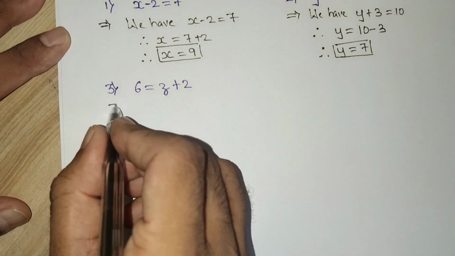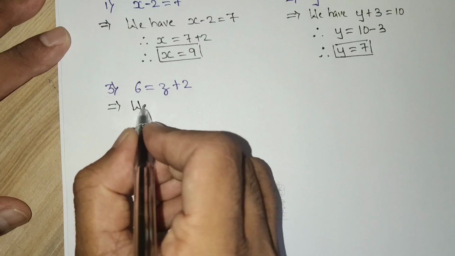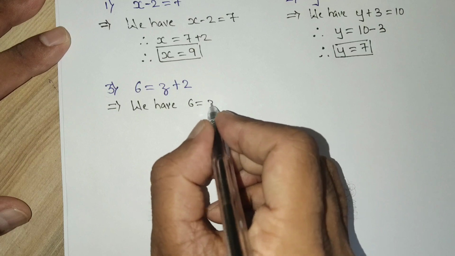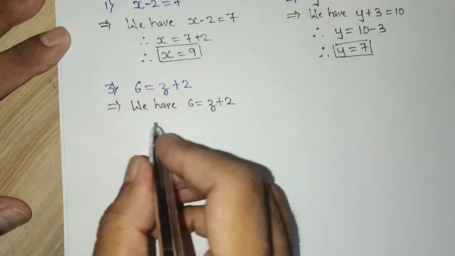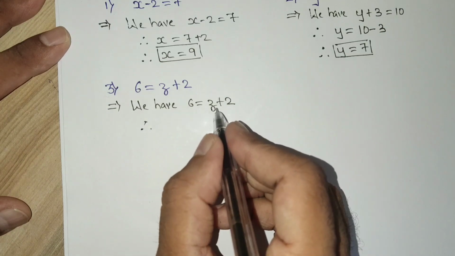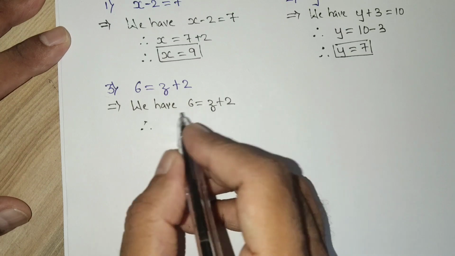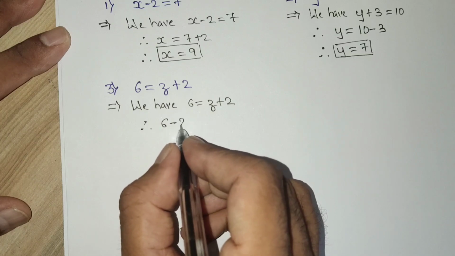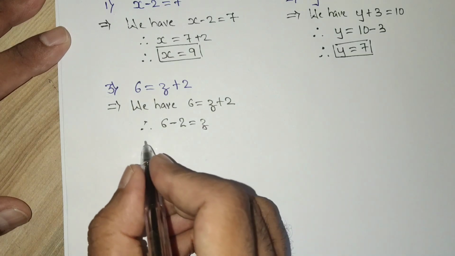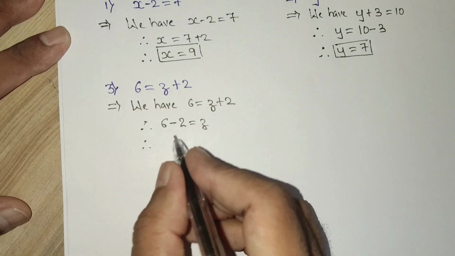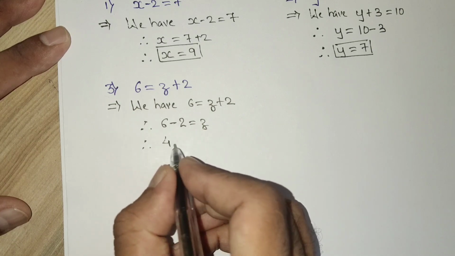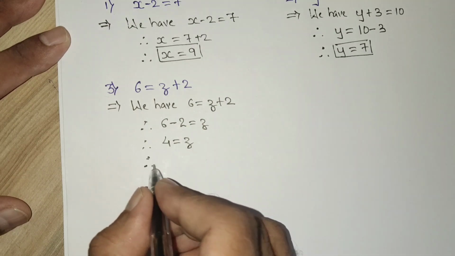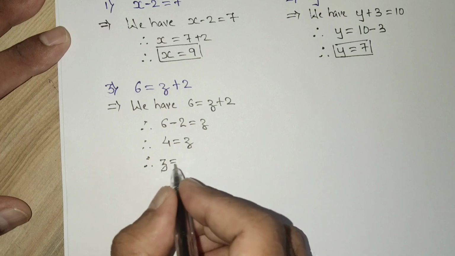Again we have 6 is equal to z plus 2. We will keep z there only. We will transpose plus 2 to left hand side. So it will come in left hand side and become minus 2. 6 minus 2 is equal to z. Therefore we can write 4 is equal to z because 6 minus 2 is 4. Therefore z is equal to 4.